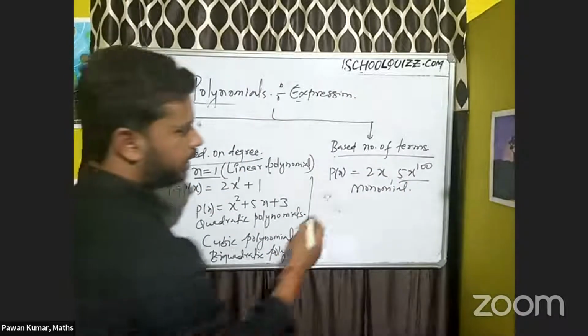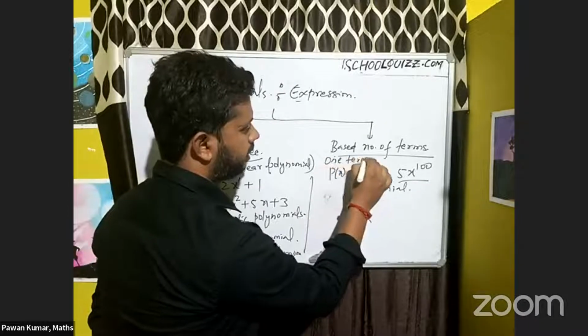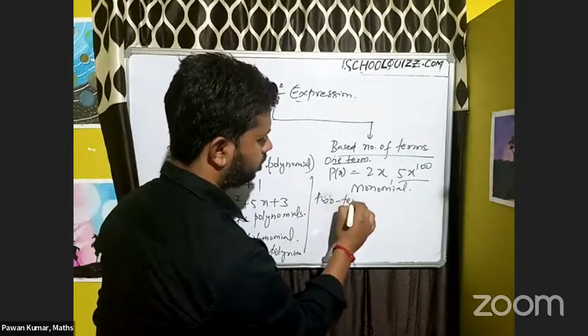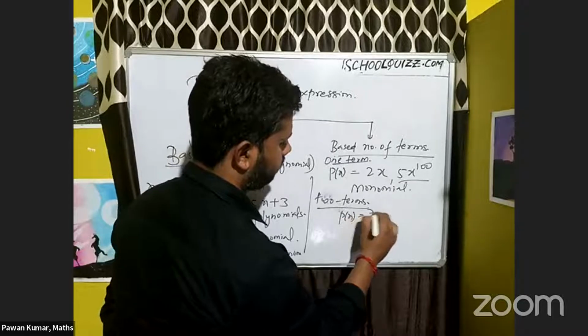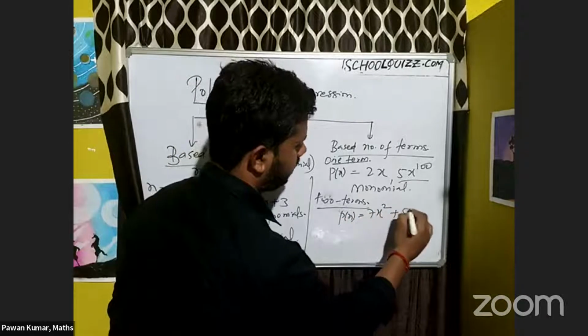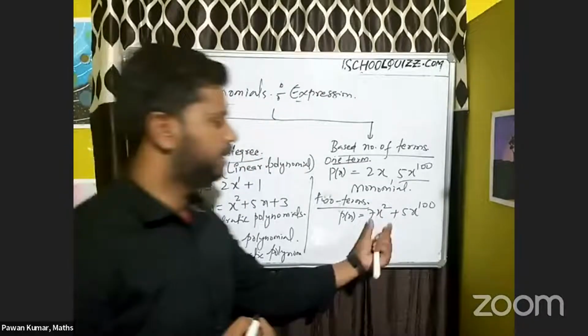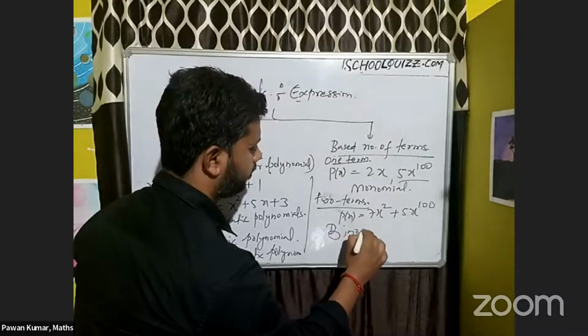So for one term we call it a monomial. When we have two terms, like suppose p of x equals 7x square plus 5x to the power 100, here how many terms are there? Two terms. We can call it a binomial. Okay. Binomial.